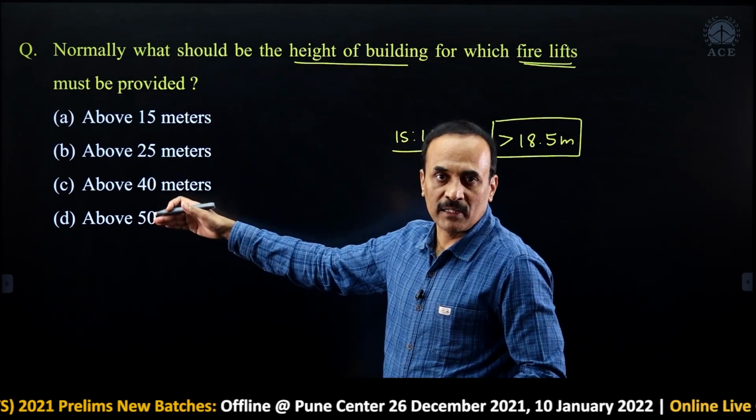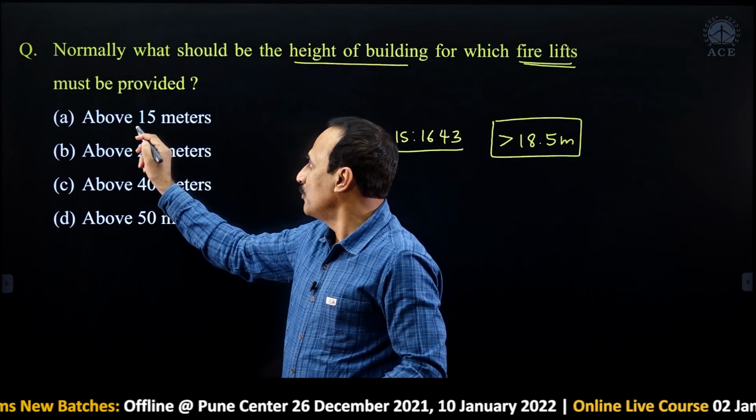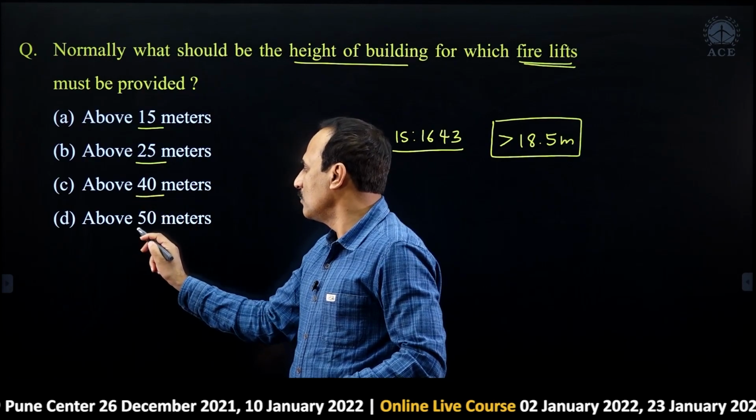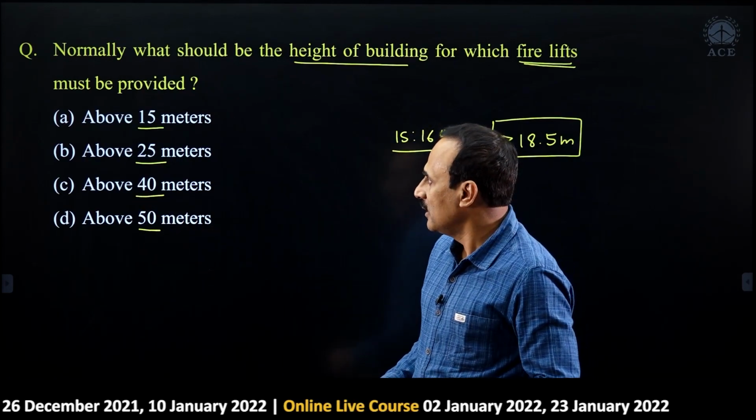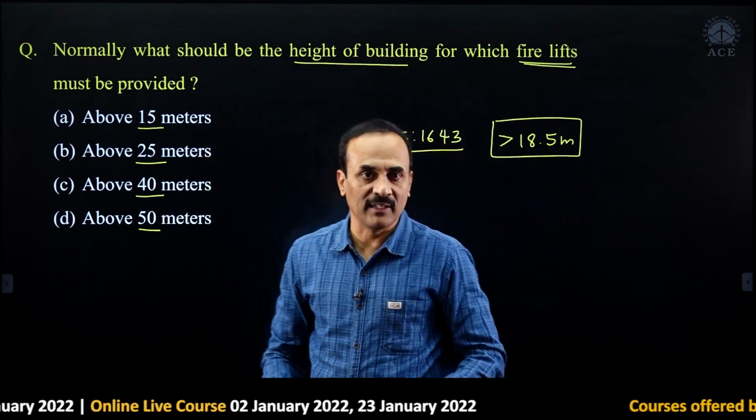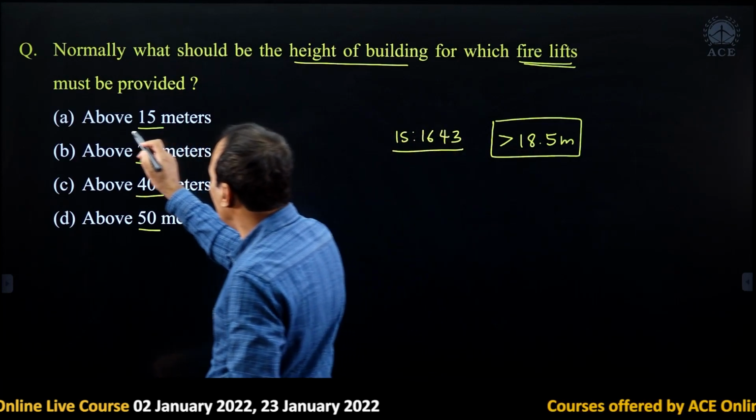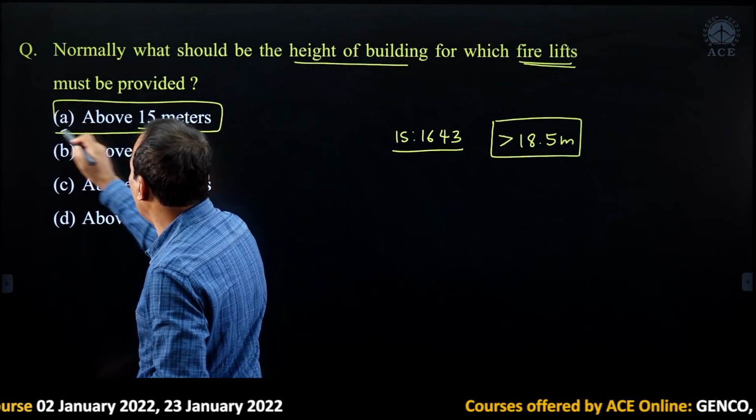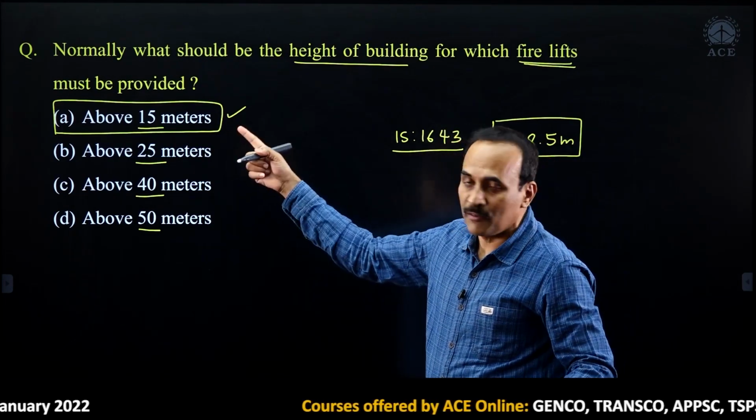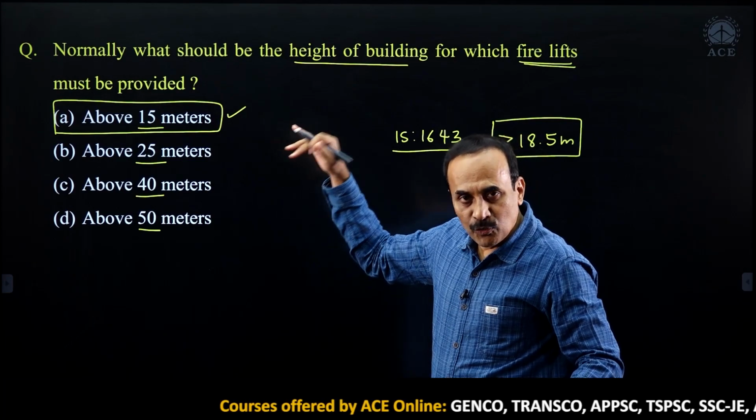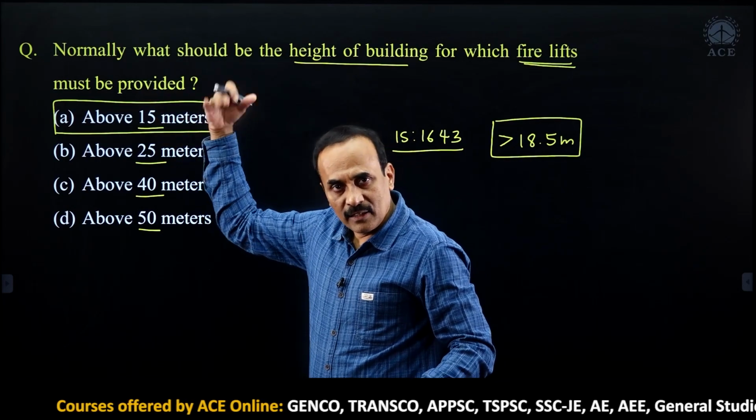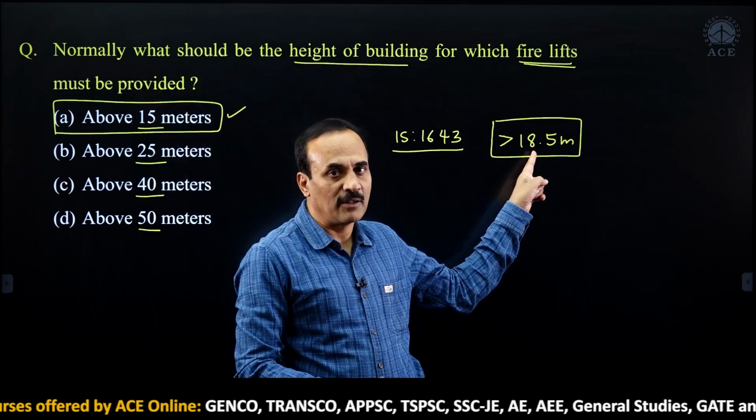Now we need to choose among the options. So above 15 meter elevator is required, more than 25, more than 40, more than 50 meter the fire lift is required. So among this, which is the better option we need to choose? 18.5 is not there. So better you fix the answer to option A. Once the building height is more than 15 meter, then you require a fire safety elevator. If you are providing a fire safety elevator for more than 15 meter, you can satisfy this requirement.